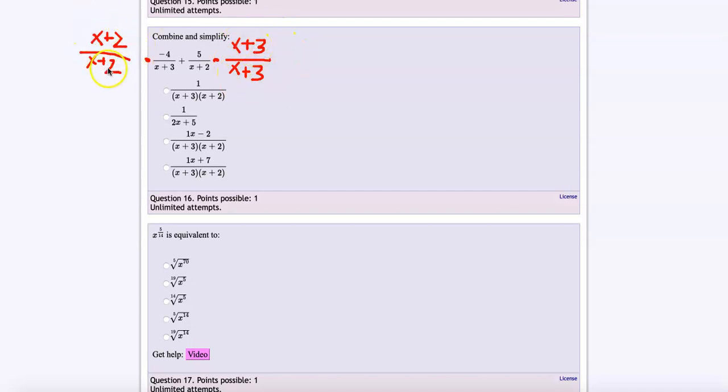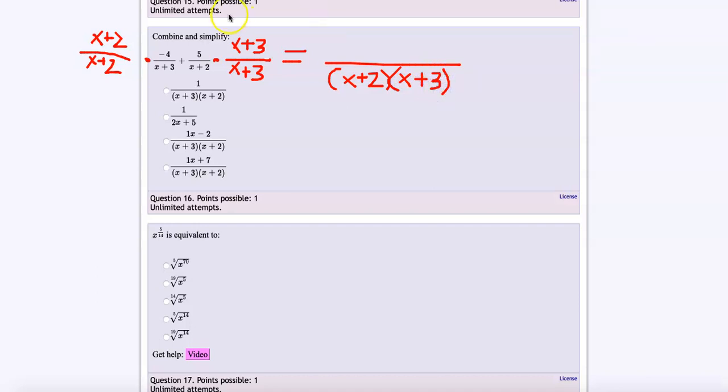And the goal is to create a denominator that is matching. So x plus 2 times x plus 3 matches x plus 2 times x plus 3. So the combined denominator is going to be x plus 2 times x plus 3. And don't worry about multiplying that out. Look at all the answer choices. They didn't multiply it out, so you shouldn't either.